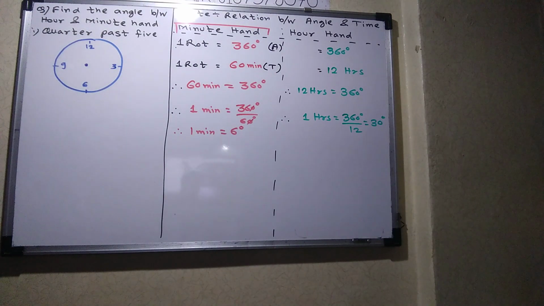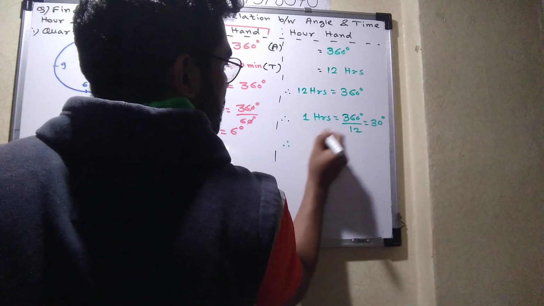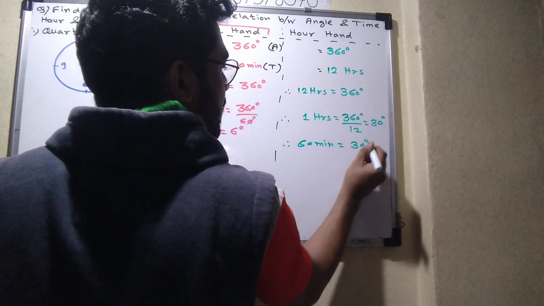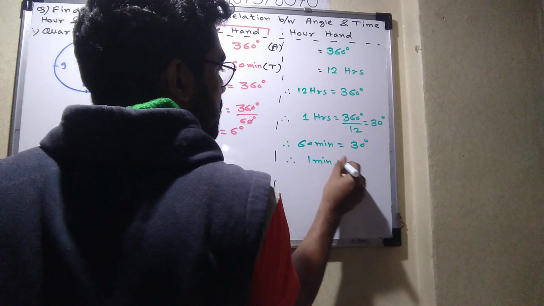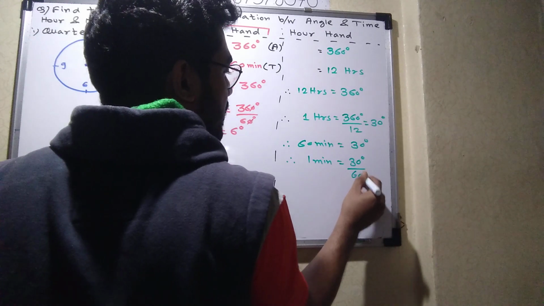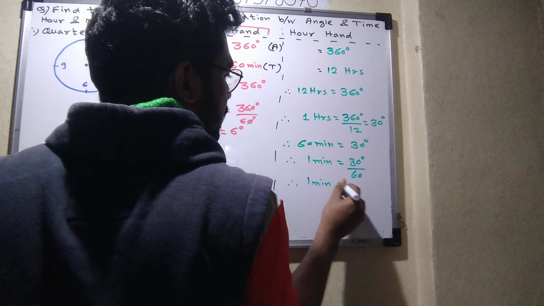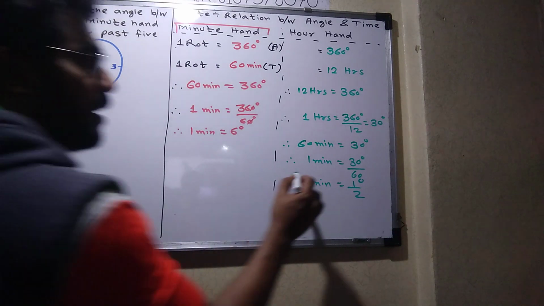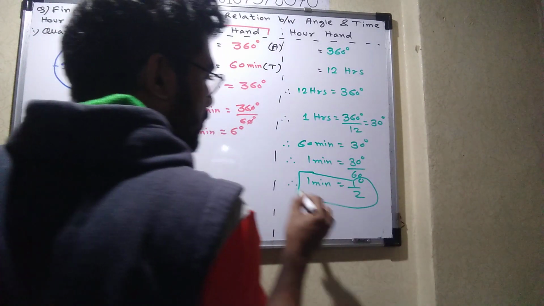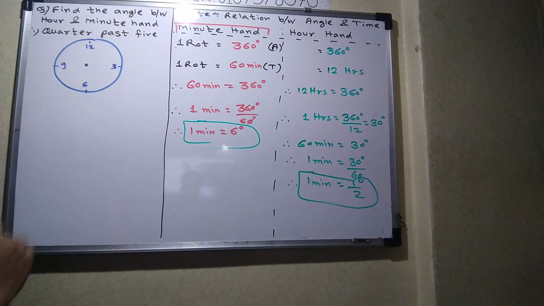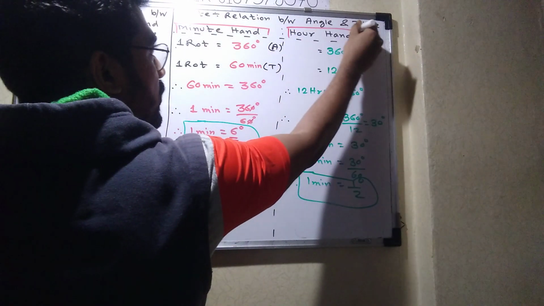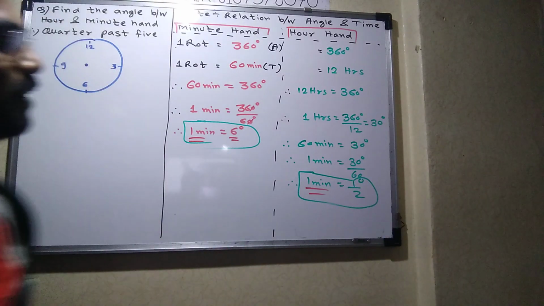So 1 hour equals 60 minutes. So 60 minutes represent 30 degrees. So 1 minute represents how much? 30 degrees divided by 60, which is half a degree. This is for the hour hand, and the earlier one is for the minute hand. This is very important: 1 minute is 6 degrees for the minute hand, and 1 minute equals half a degree for the hour hand.